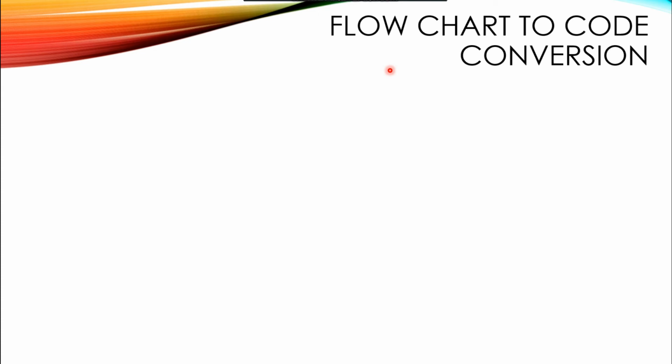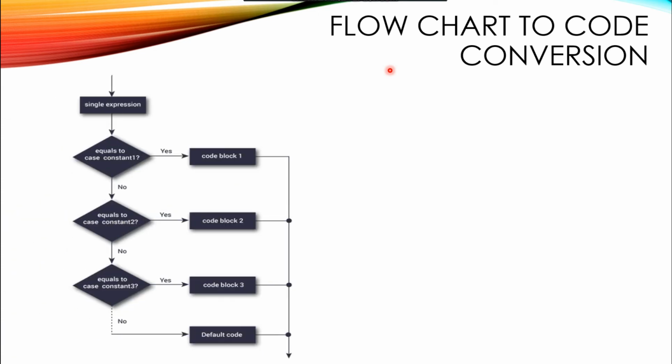Let's first see flowchart to code conversion. What happens? You take a single expression and you check whether it is equal to what I am looking for or not. If it is, then I get here, I execute that block of code and then I exit. If it is not, I fall and I check whether this is equal to the second case. If it is true, I execute the second block, otherwise I fall. Similarly, if this is equal to constant 3, then I execute that block of code, otherwise I fall. And if it is not, then I execute a default block of code.